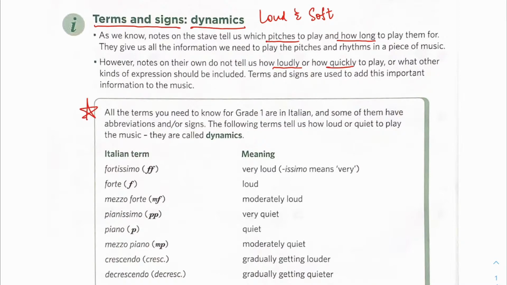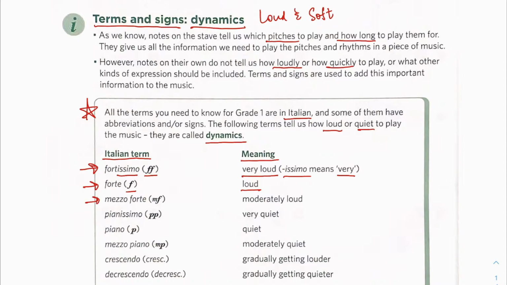Let's take a look at the box here. All the terms you need to know for Grade 1 are in Italian, and some of them have abbreviations or signs. The following terms tell us how loud or soft to play the music. They are called dynamics. On the left column we have the Italian term, and on the right side we have the meaning. Fortissimo, with the abbreviation FF, means very loud. Issimo means very. Forte, with the abbreviation F, means loud. Fortissimo is forte with the word issimo after it, so it means very loud.